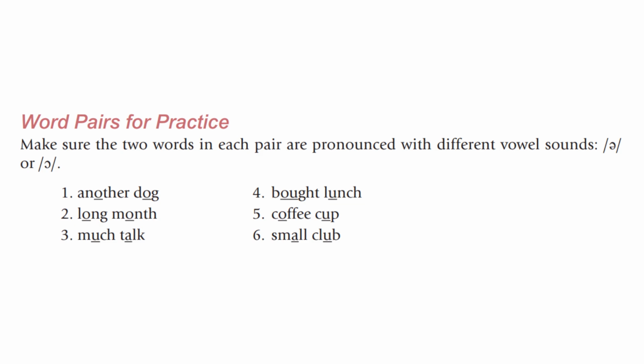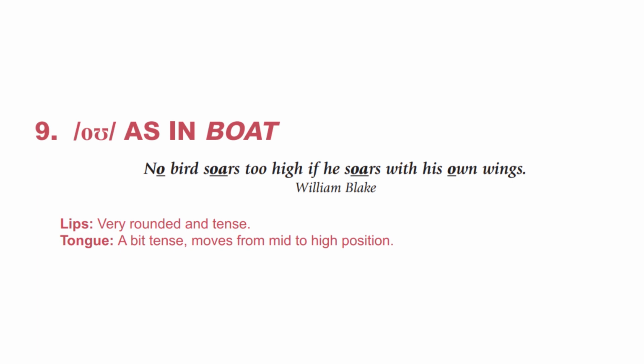Word combinations for /ʌ/ and /ɔ/. Make sure that the two words are pronounced with different vowel sounds. Another dog. Long month. Much talk. Bought lunch. Coffee cup. Small club.